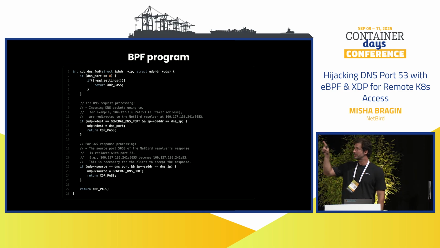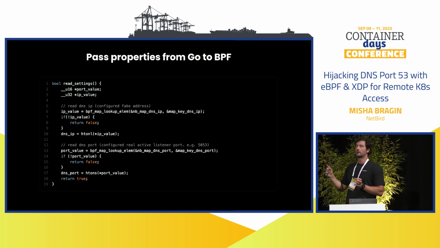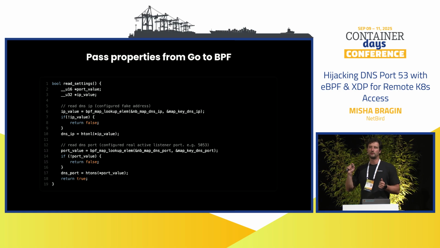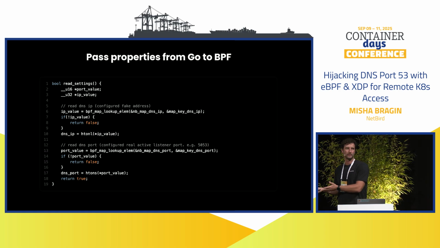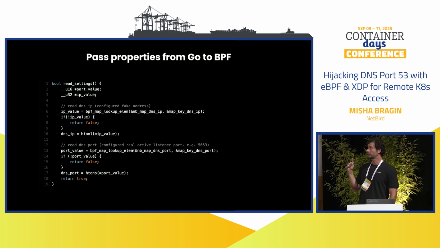You may have also noticed there is a read settings function on the top. And here we use another great tool of BPF, which is maps. This is a way to share state or some parameters between the user space application and our BPF program. So in this particular case, we are just configuring the program with ports and IP addresses. And it can be the other way around: the user space application can read configuration or some parameters from the BPF program.